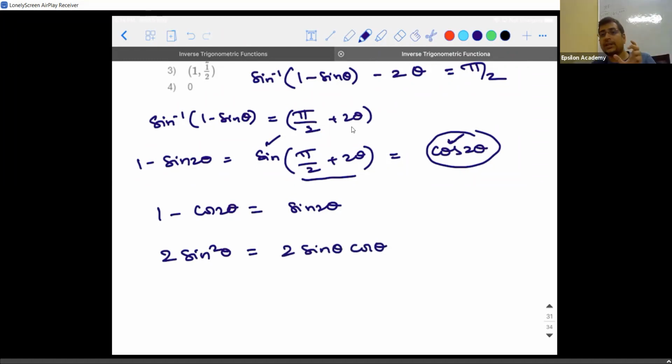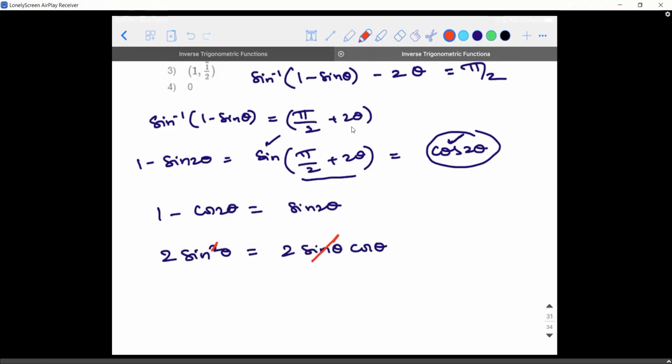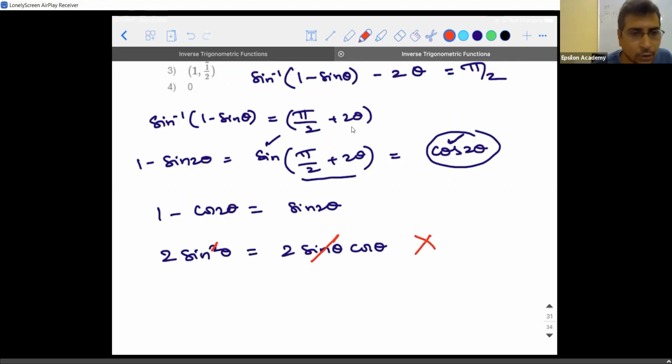Guys, I'm going to concentrate only on common mistakes. Listen to this carefully, okay? What will you people do? You will cancel this sine theta and this sine theta, right? Will you do it or not? Yes, sir. But that is wrong. Don't do that. Why is it wrong? If I say wrong, I have to give the reason also.